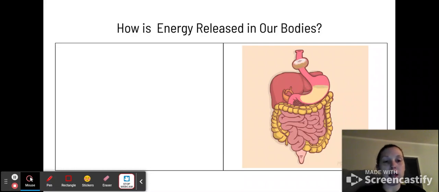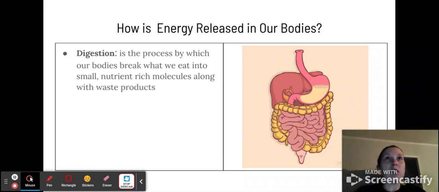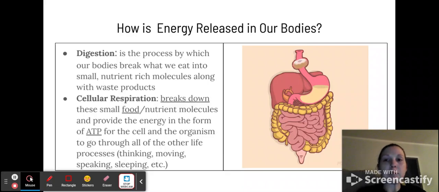And the main way that we see that is digestion. So digestion is where our body breaks down the food that we eat into smaller, more manageable molecules that then can be used as energy in the form of ATP in the body. And the way that happens is through cellular respiration. So this breaks down the small molecules from food, nutrients, things like that, and provides the energy in the form of ATP for us to be able to do everything else that our body has to do.